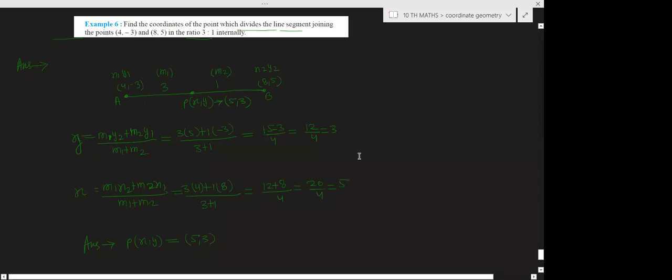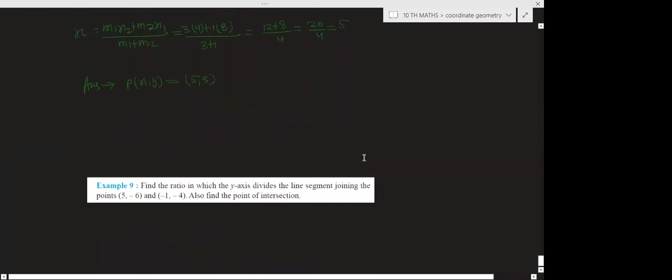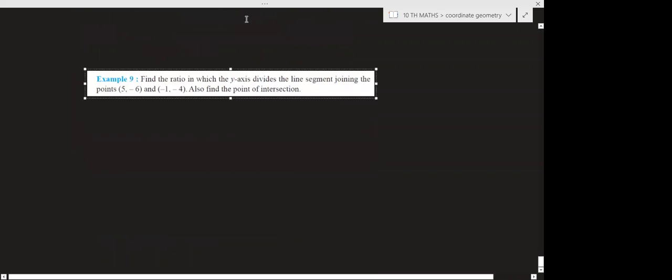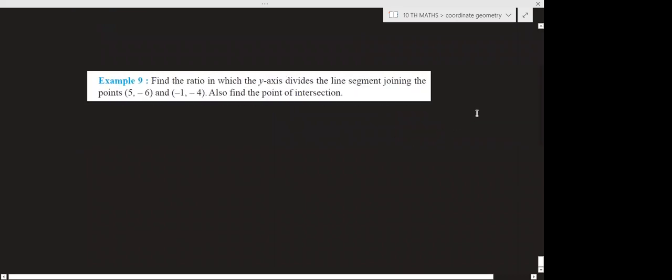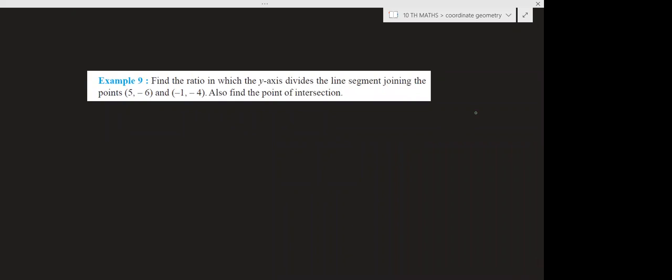Sir, can you scroll down? Now we will solve this question. So they are saying find the ratio in which the y-axis divides the line segment joining the points given. Also find the point of intersection. They are saying. So what you should do?